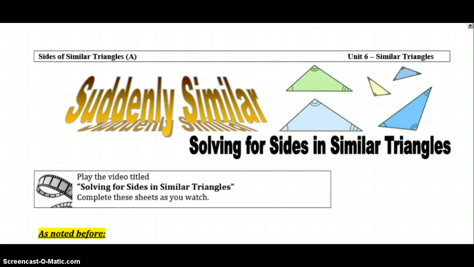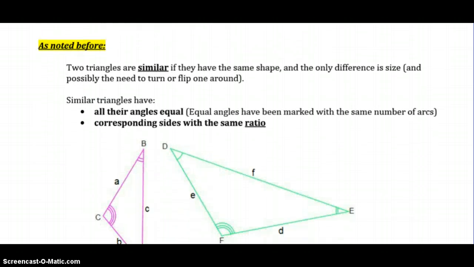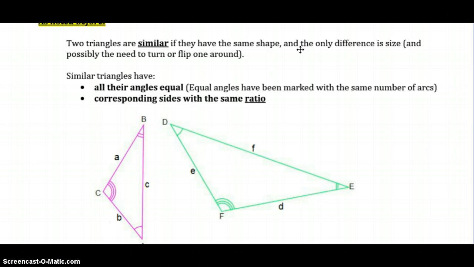Alright guys, here's your video on how to solve for sides in similar triangles. So we are going to use a lot of the properties we learned previously: how to write the ratio of corresponding sides, how to pair up equal angles, even proving similarity, to go through some of these and solve for missing sides. So as noted before, two triangles are similar if they have the same shape but different sizes.